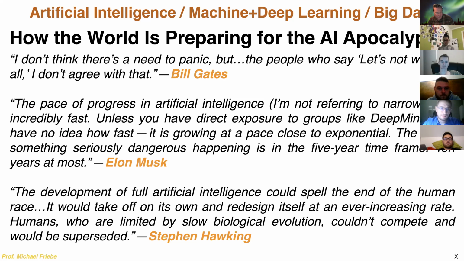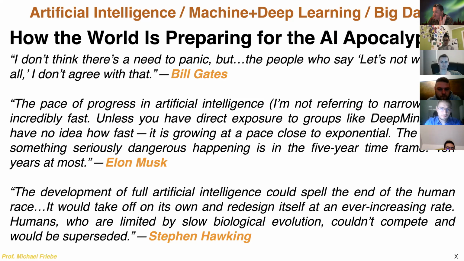I think that the one that was the worst was Stephen Hawking. Development of full artificial intelligence could spell the end of the human race. It would take off on its own and redesign itself at an ever-increasing rate. Humans who are limited by slow biological evolution couldn't compete and would be superseded. Could happen. How do we prevent that from happening?